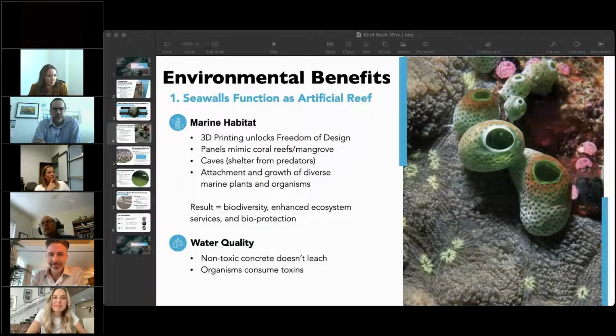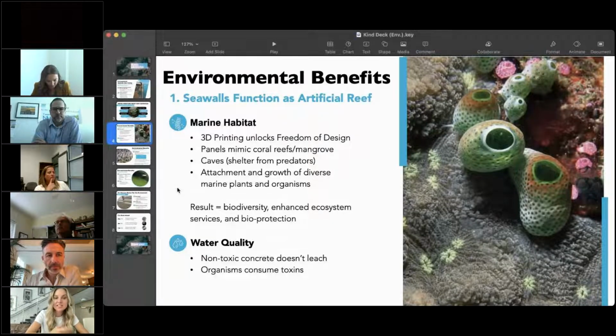Okay, so just two environmental benefits to highlight. One is its function as a reef. So again, with the freedom of design, we created the panel that mimics artificial reefs and mangroves. It has 3-inch caves, which is the ideal depth, from our advisors and our understanding, for sea life to hide from predators.